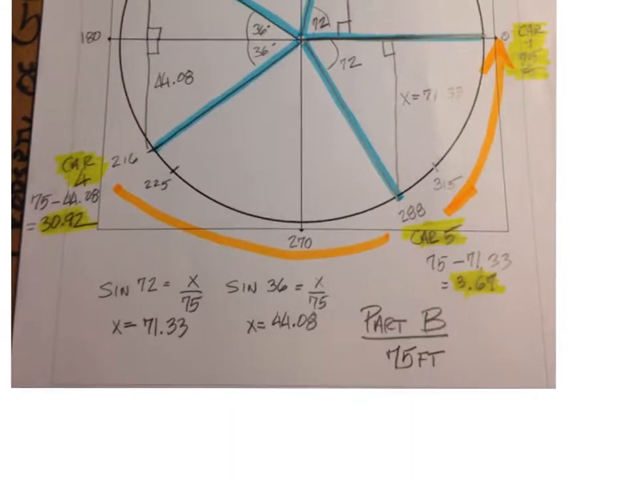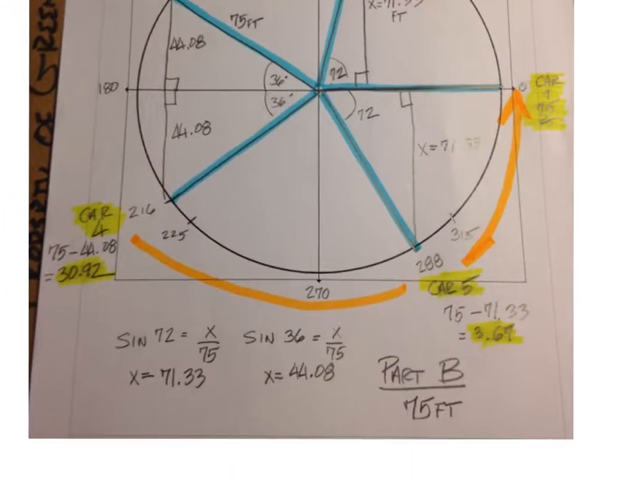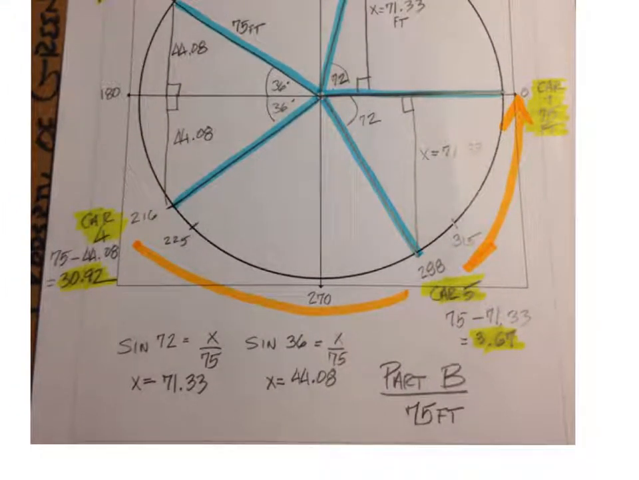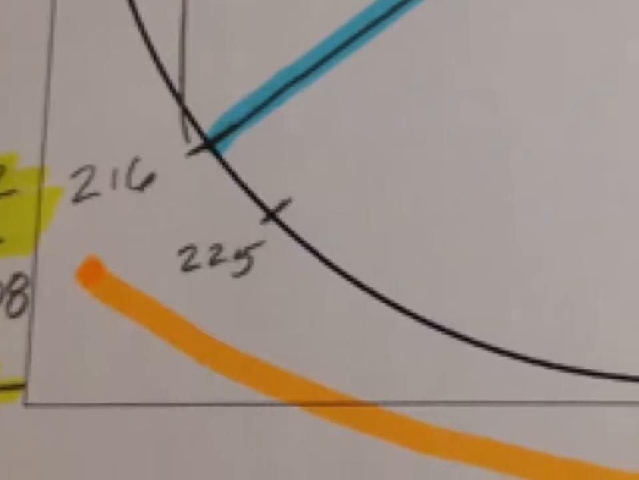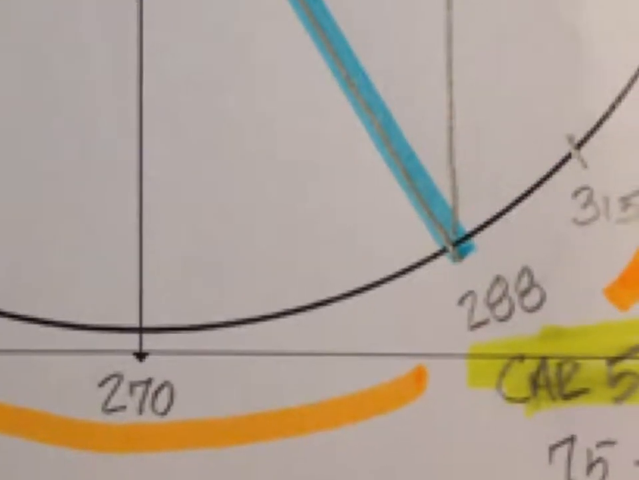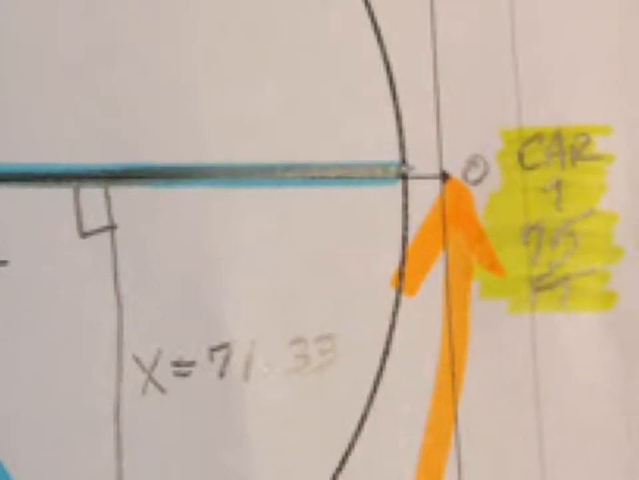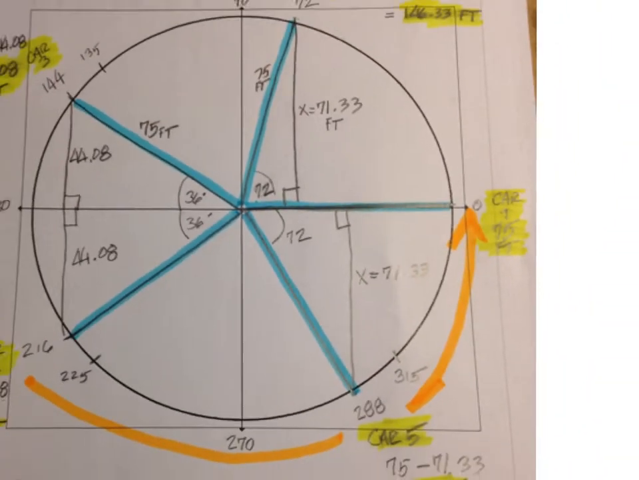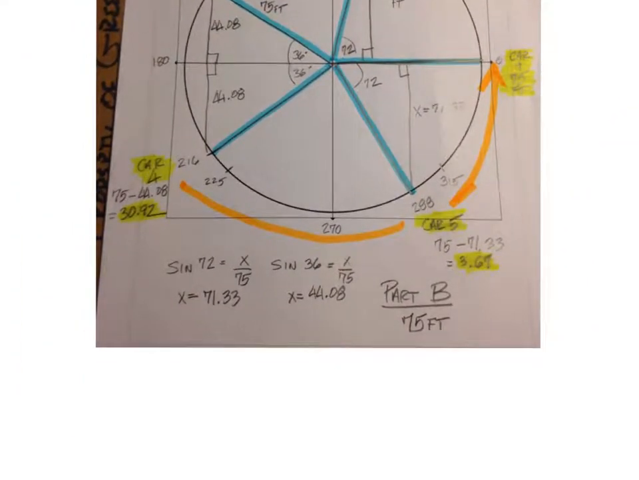And then part B. Part B was 75 feet because we had to make 2/5 of a rotation for car 4. So here's car 4. There is 1/5 of a rotation. Here is 2/5 of a rotation. The height that it ends up at is 75 feet.